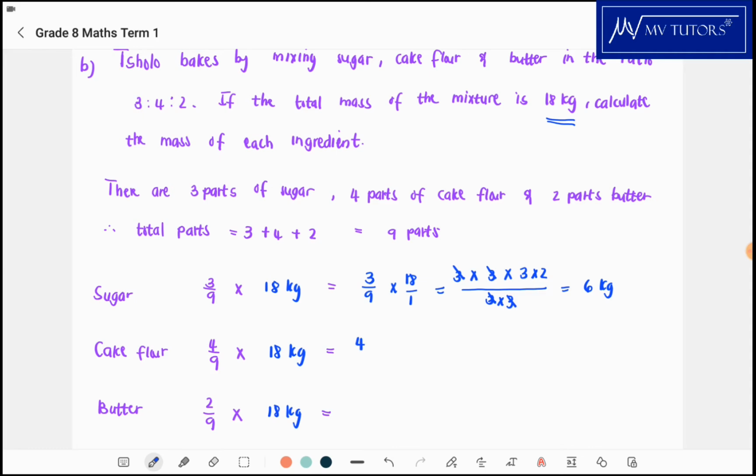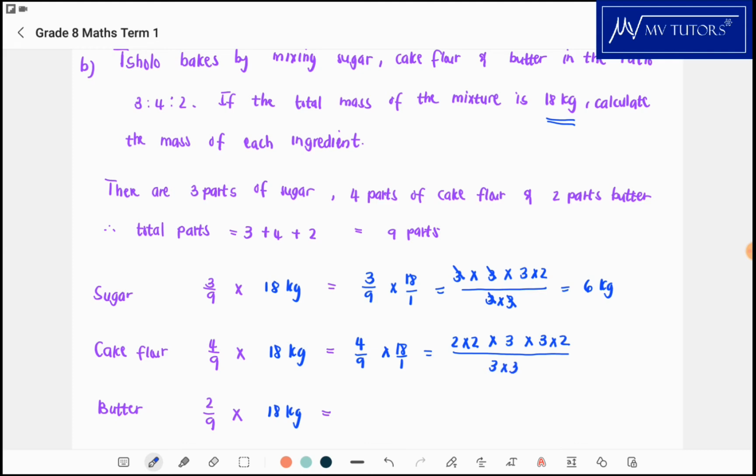So now for cake flour, we have 4 over 9 multiplied by 18 over 1. So what are the prime factors for 4? Well, we have 2 times 2. And for 18, remember 18 is 3 times 6 and 6 is 3 times 2. And then in the denominator, we have 9 and that's just 3 times 3.